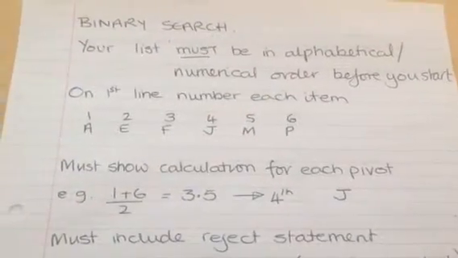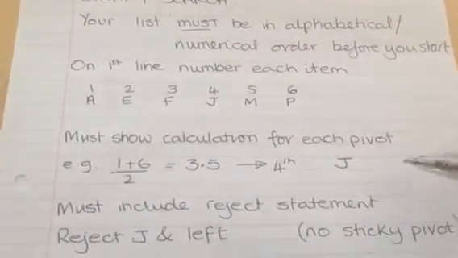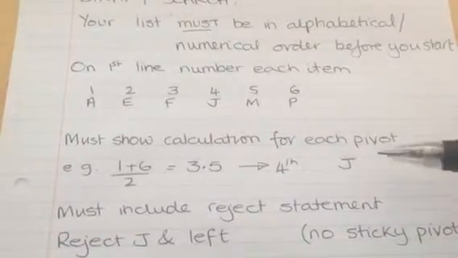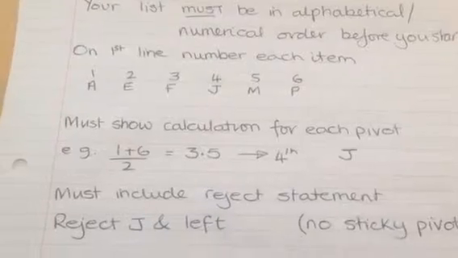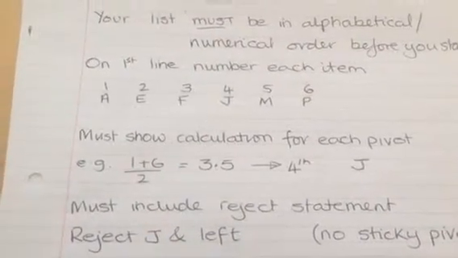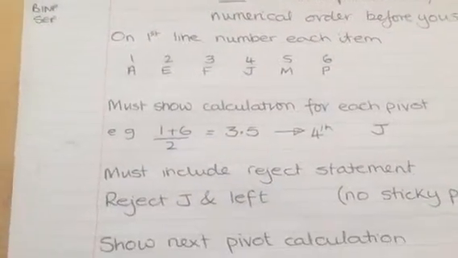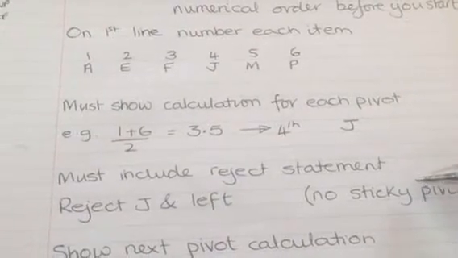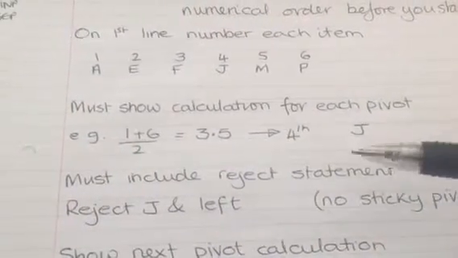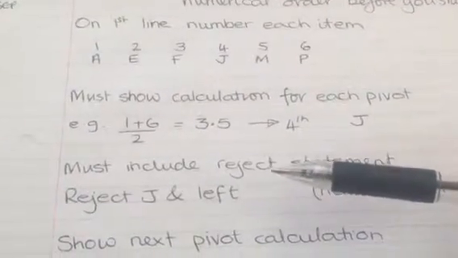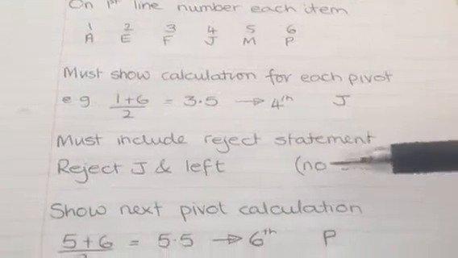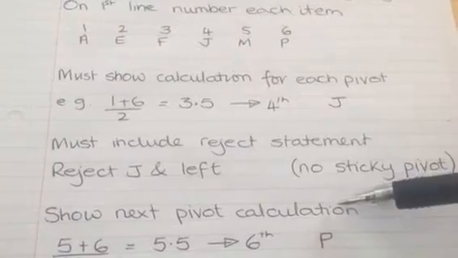You must then also include a statement to say that you're rejecting part of the list. So your reject statement would say reject J and either left or right depending on which side you want. You must reject the pivot each time. No sticky pivots are allowed, so reject the pivot and one side of the list. Having written this statement, you then show your next pivot calculation.